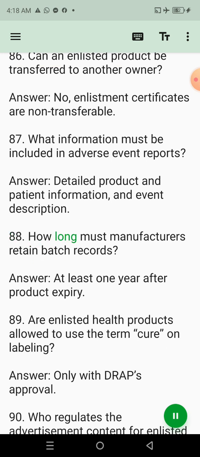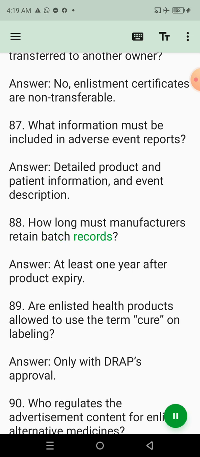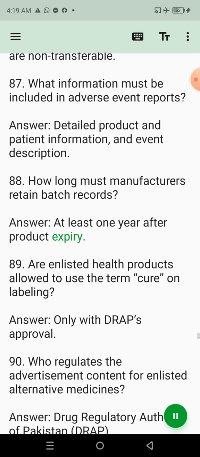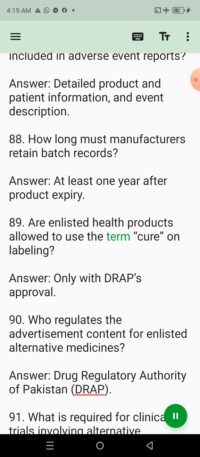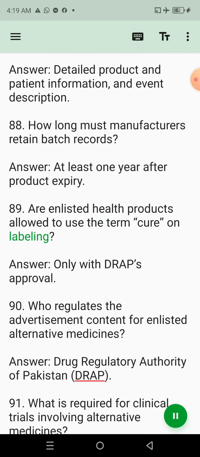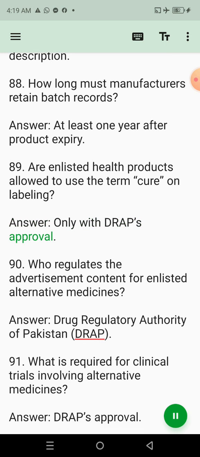88. How long must manufacturers retain batch records? Answer: At least 1 year after product expiry. 89. Are enlisted health products allowed to use the term cure on labeling? Answer: Only with DRAP's approval.